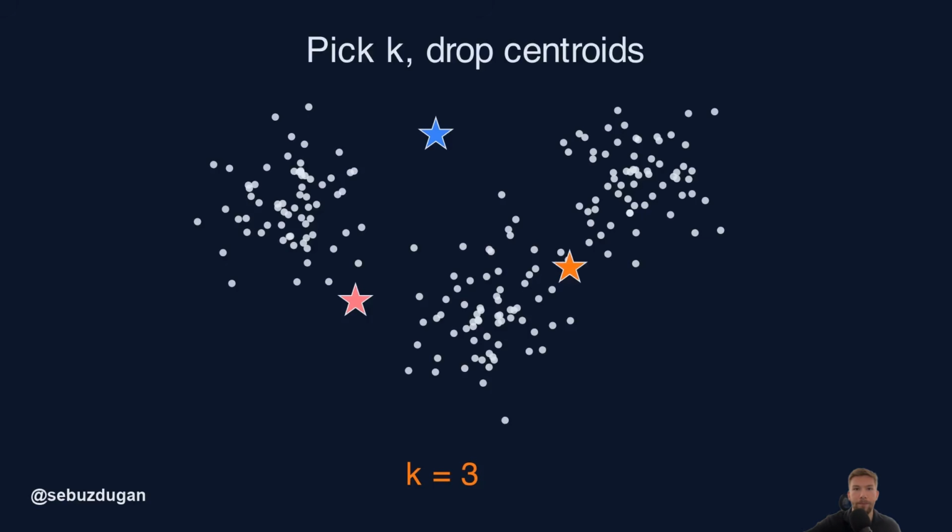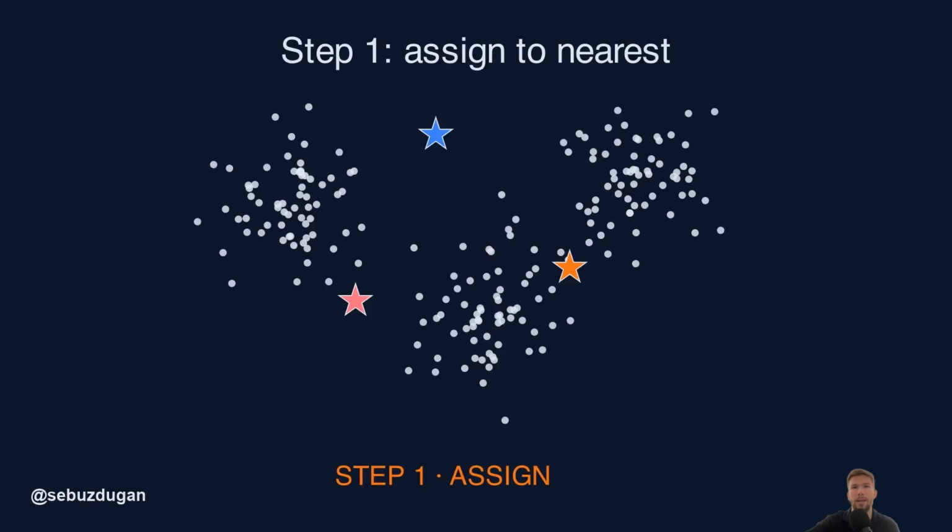sitting wherever they landed, and they most certainly are not where the real centers are. Now, step 1, the assign step. Every single point looks at the 3 centroids, measures the distance to each, and simply joins the closest one. Nearest centroid wins, no exceptions. Watch the whole cloud snap into 3 colored teams, each team owning the points that happen to be nearest to its guess.